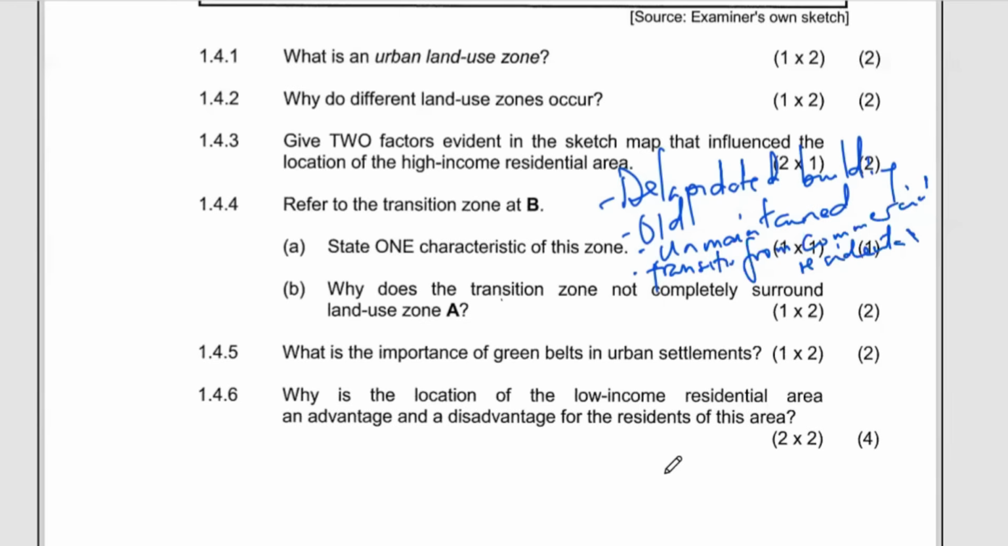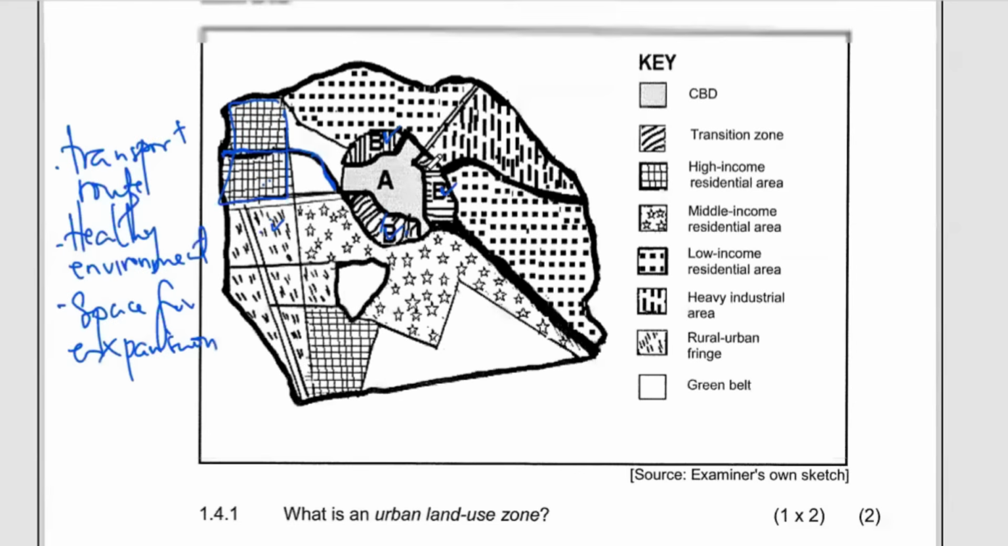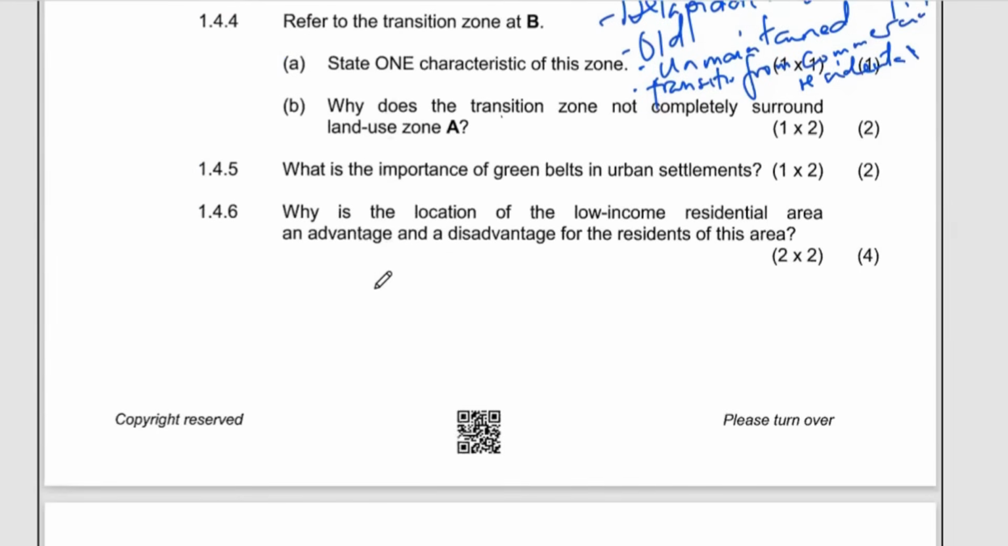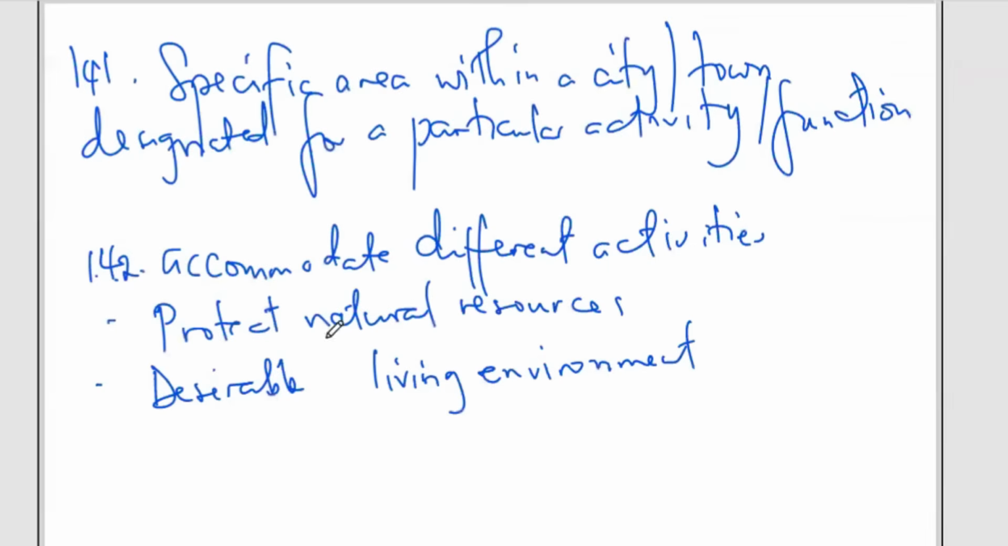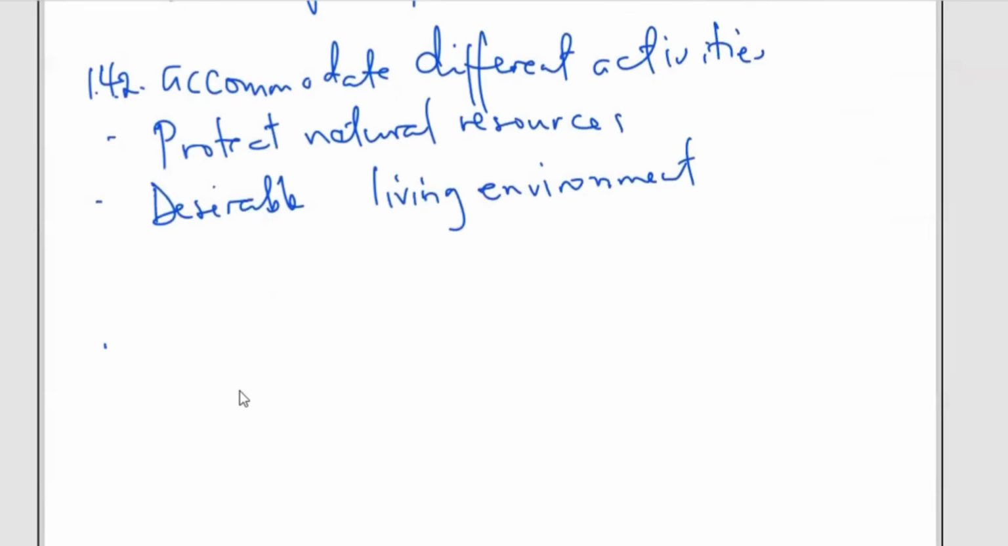Why does the transition zone not completely surround land use zone A? Why is this transition zone not completely enclosing? We can see there's 1, 2, 3, but we're supposed to have it in concentric circles, but it's not enclosing the CBD. Why is it we have such a situation? Right, I'll indicate it here, A.